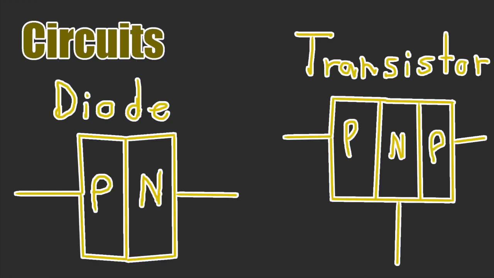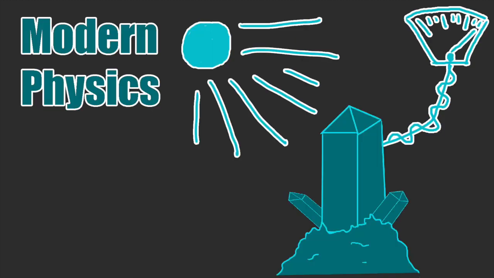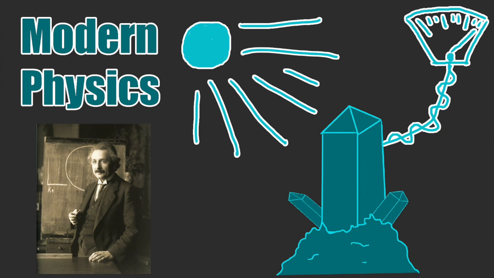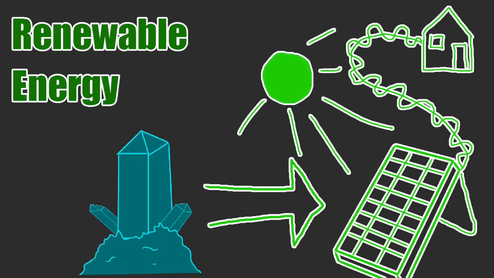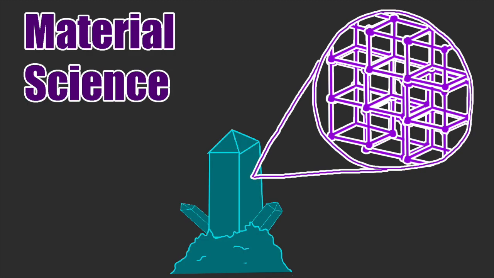In the class of circuits, our professor explained how we could use crystals to create diodes and transistors. In the class of modern physics, our professor explained how Einstein discovered why some crystals generate electricity when they are exposed to light. In renewable energies, we saw how to use that discovery from Einstein, the photoelectric effect, to create solar panels. And finally, in material science, we saw why crystals arrange themselves in those shapes and why they have those properties. Suffice to say, I left campus that day thinking a lot about crystals.